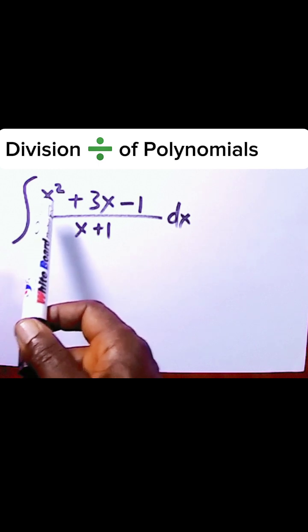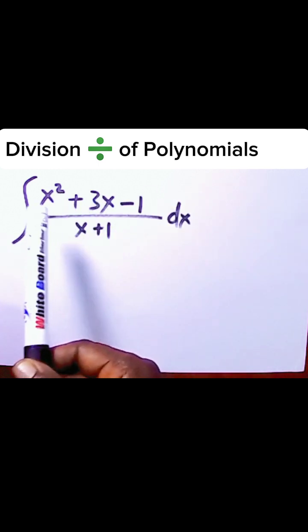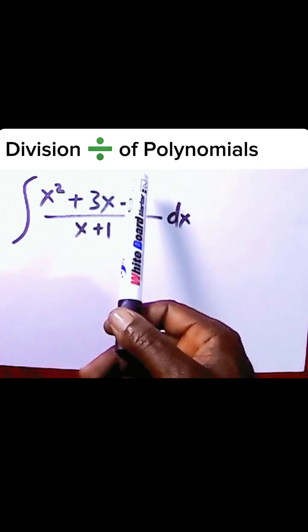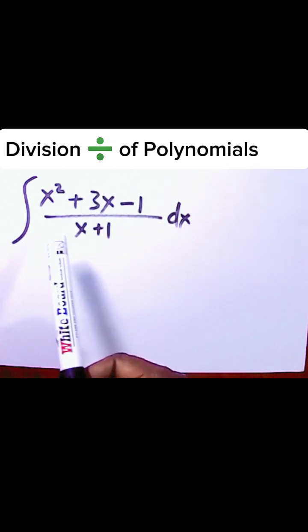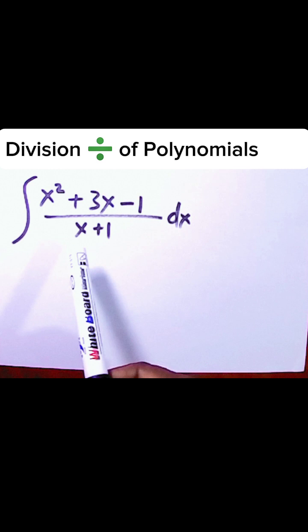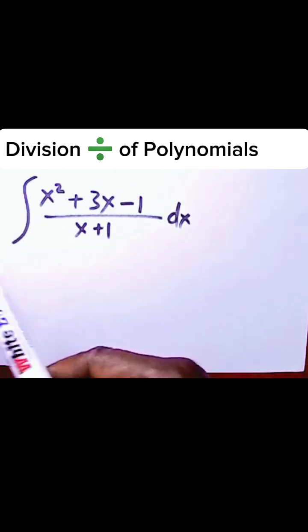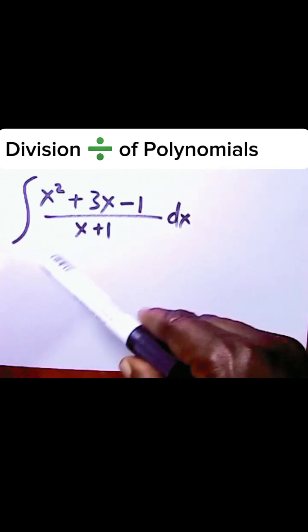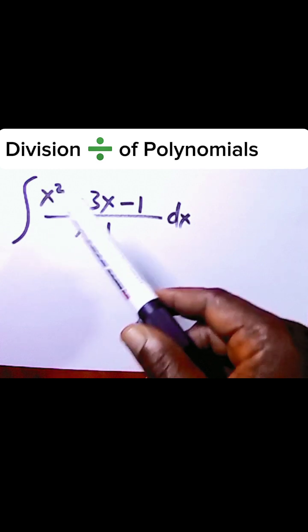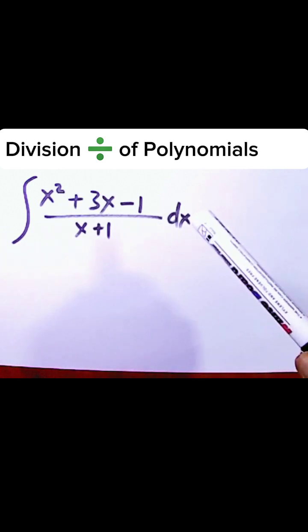What are we saying in effect? Here, for the variable x, the highest power in the numerator is x squared, while in the denominator, the highest power is x raised to power 1. So in the numerator, we are having a higher degree than that of the denominator. So the first thing we want to do is to reduce the power of the numerator. And how are we going to do that? We're going to do that using long division. Please watch.